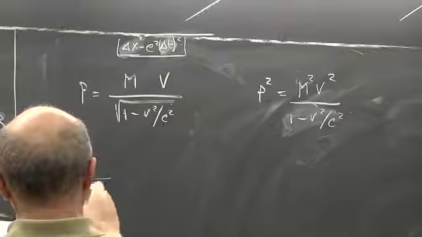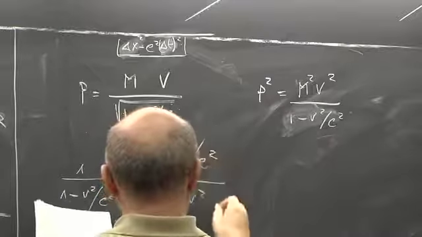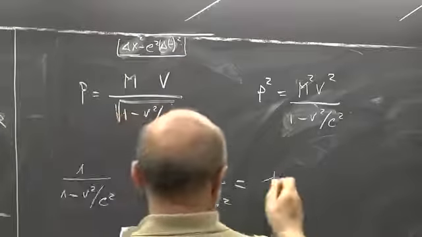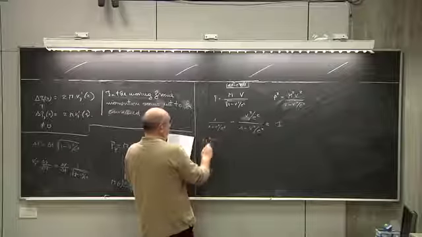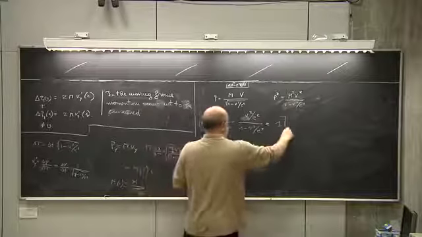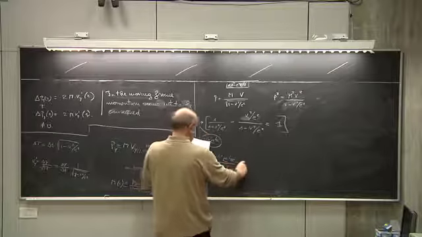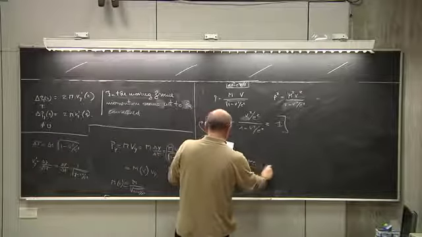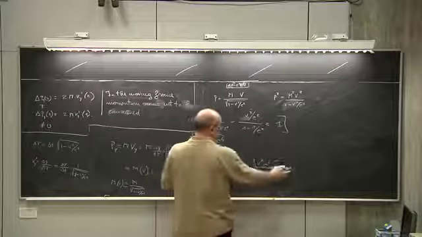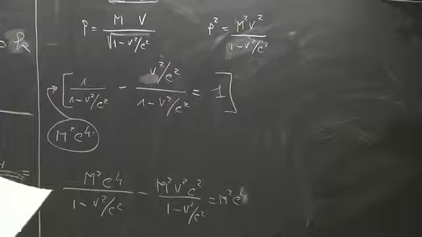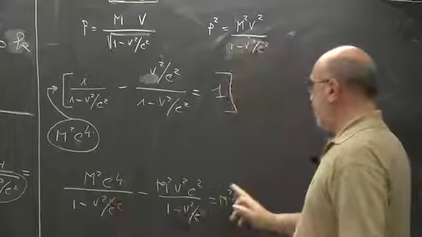Look at this identity: 1 over 1 minus v squared over c squared, minus v squared over c squared over 1 minus v squared over c squared. This quantity is 1, right? So the calculation is 1. Multiply all this by m squared c to the fourth, and what you get is m squared c fourth over 1 minus v squared over c squared, minus m squared v squared c squared over 1 minus v squared over c squared, equal to m squared c to the fourth.